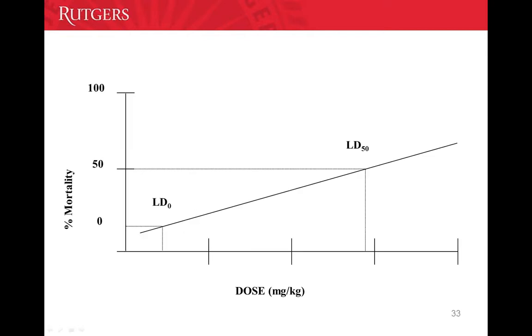Whereas our second example, there's quite a wide range of doses between no effect and the effect that we have when we have 100% mortality. So it's a wide range.